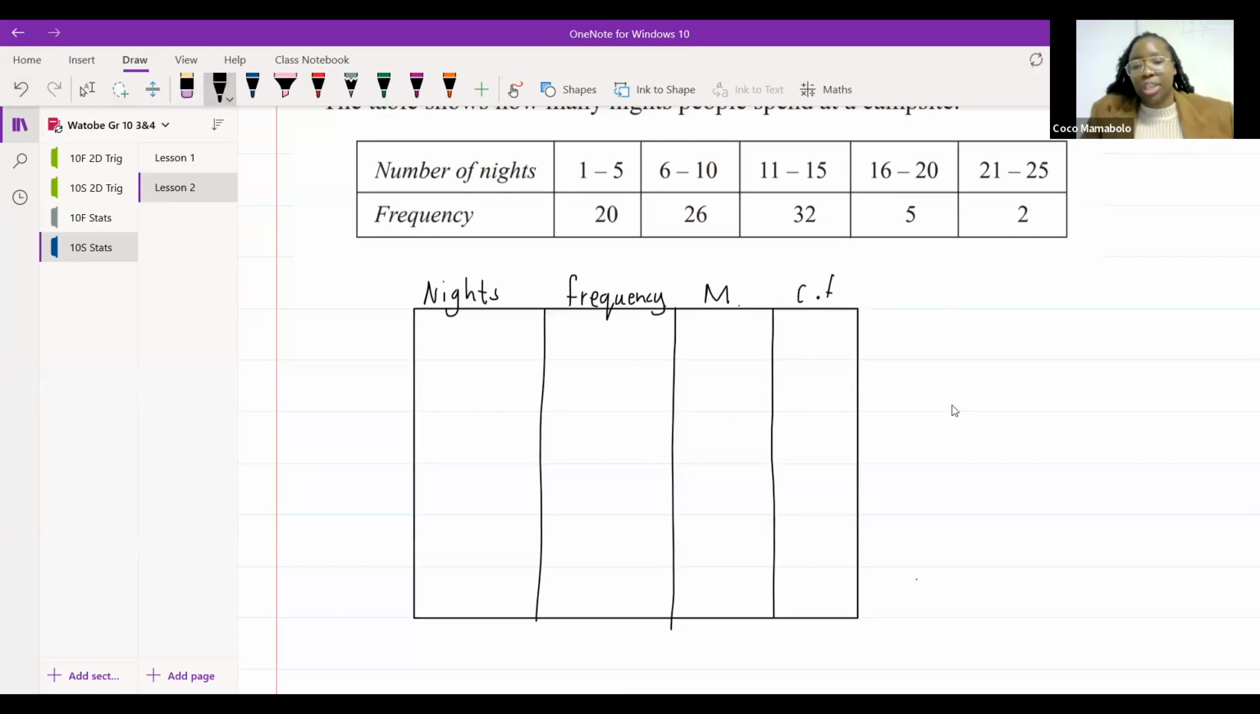I don't know, what did I do now? What we're going to do, guys, we know that people camp 1 to 5, 6 to 10 days, 11 to 15 days, 16 to 20 days, or they camp 21 to 25 days.